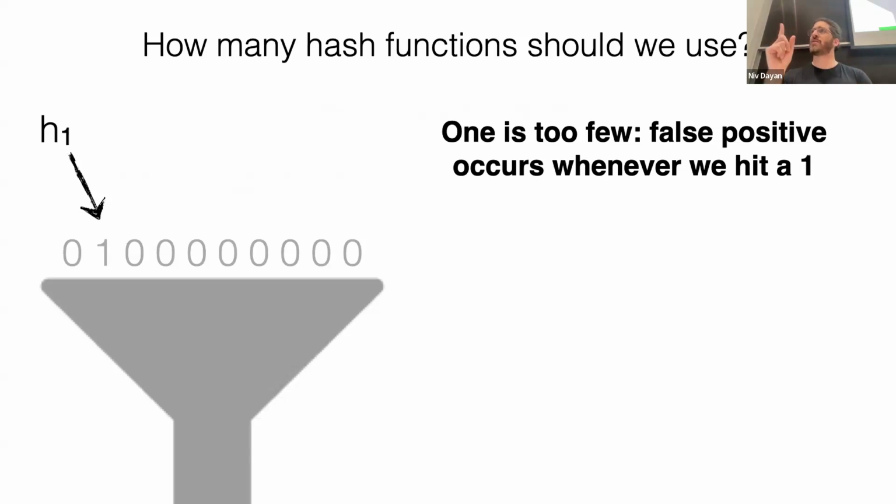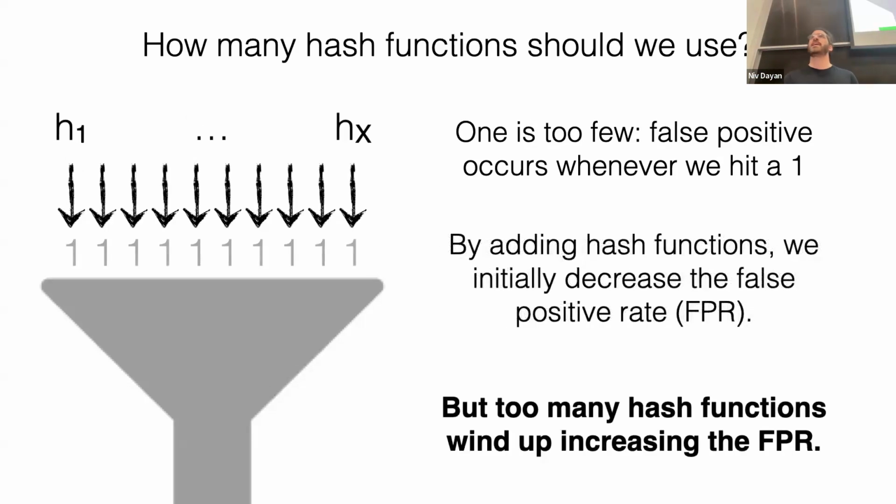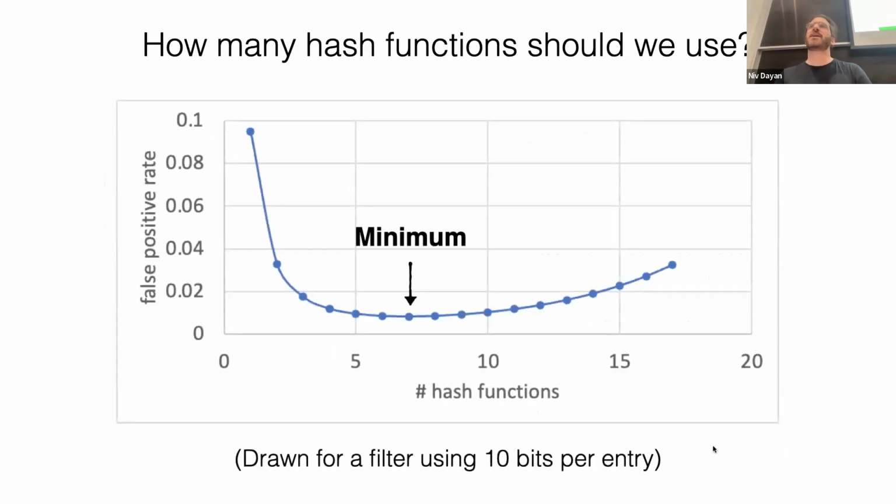If we use one hash function, the false positive will happen as soon as we hit a single bit that's at 1. As we use more hash functions, initially the false positive rate will become less probable. But if we use too many hash functions, each insertion will set a lot of bits, and that in turn will start to increase the probability that we get a false positive. So there is a curve here, and the curve looks something like this. If you analyze the false positive rate with respect to the number of hash functions, you'll see a curve like this, and you can actually optimize this.